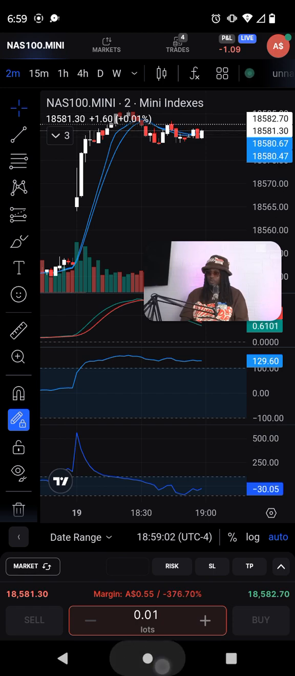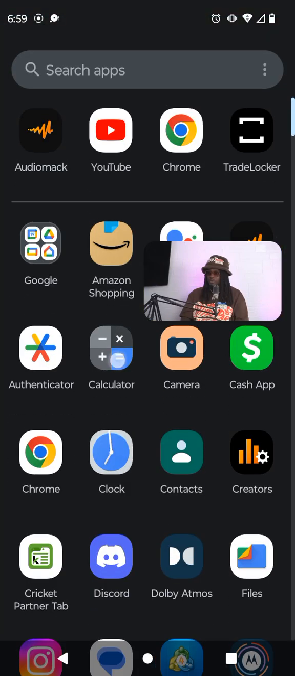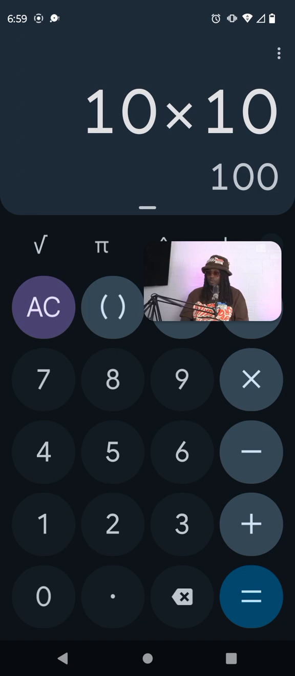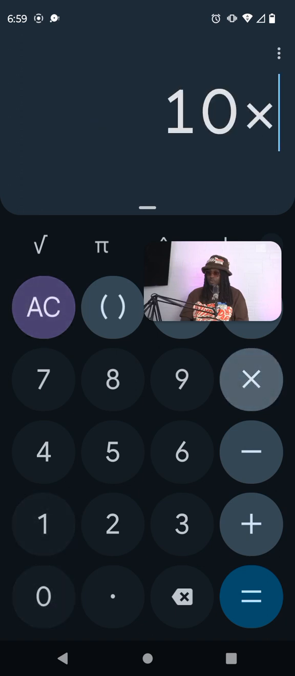So let's go to the calculator. I always go to the calculator to figure out what my percentages are and how many waves I would have to catch to make certain amounts of money. So let's say starting off with $10. I did 100%, so that's times 10 is 1,000%. So let's say we have 10 and that's just times 2.